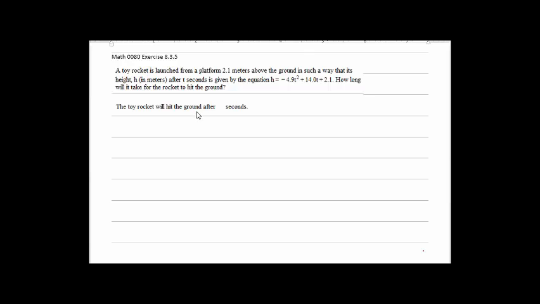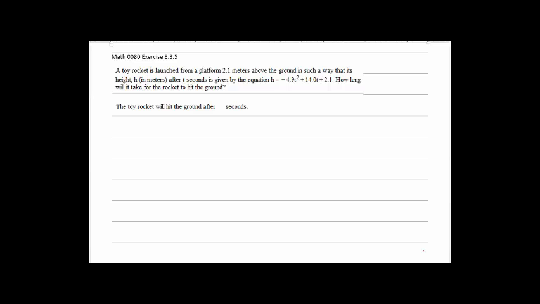All right, let's take a look at number 5 from section 8.3. A toy rocket is launched from a platform 2.1 meters above the ground in such a way that its height, h in meters after t seconds, is given by the equation h equals negative 4.9 t squared plus 14.0 t plus 2.1. How long will it take for the rocket to hit the ground?